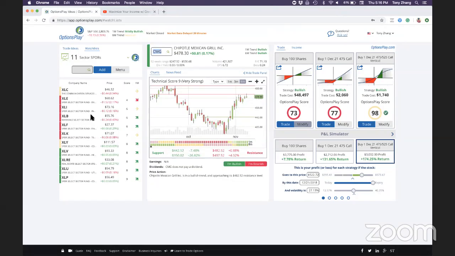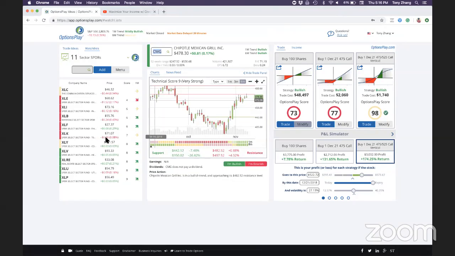Can you talk a little bit about the trade score and what goes into the calculation? I'm not sure which trade score you're talking about. If you're talking about the options play score, I've already discussed that a little bit ago. It's the risk reward of each strategy weighted by the probability.